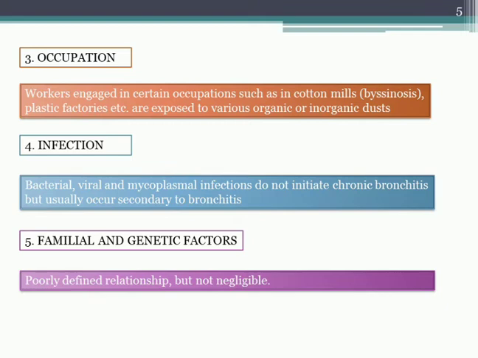And the next is infection. Infection in the sense of bacterial, viral or mycoplasmal infections. They actually do not initiate chronic bronchitis, but rather it usually occurs secondary to bronchitis. That is, whenever a patient has bronchitis, they have an increased risk of developing infection. Familial and genetic factors have a poorly defined relationship, and they are not very important in developing emphysema or chronic bronchitis. But even so, in emphysema there is a minor effect of these familial or genetic factors.